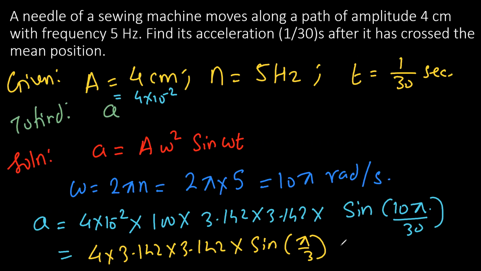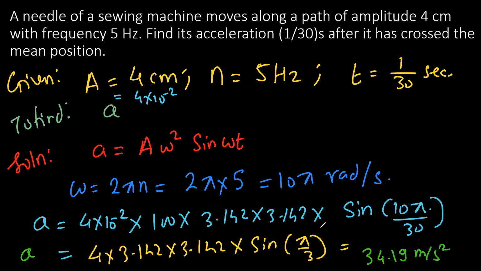Okay. And if you solve this one, what is the final answer? The final answer is a equals 34.19 meter per second square. So this is the answer. What answer? 34.90 meter per second square. So you have to do the calculation. Simple. 4 into 3.142 into 3.142, divided by root 3 by 2.